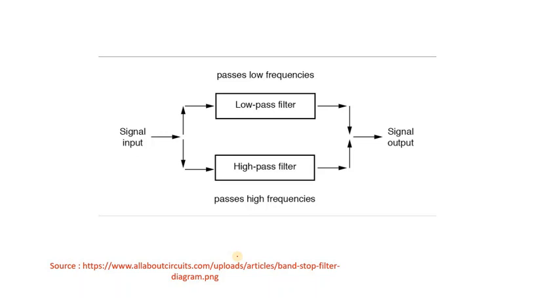Now combining low pass filter and high pass filter gives us very wonderful results. Using these two, we can have a band pass filter or band reject filter. So you have a signal input. It is being passed simultaneously through a low pass filter and a high pass filter. Whatever is common will be eliminated and whatever is not common will be available at the output. So this is the basic fundamental of band pass and band stop filter.